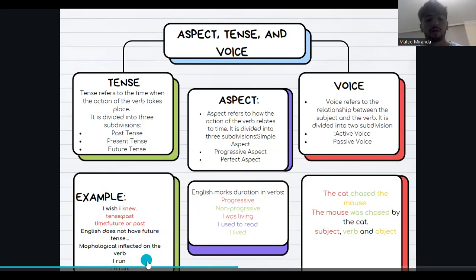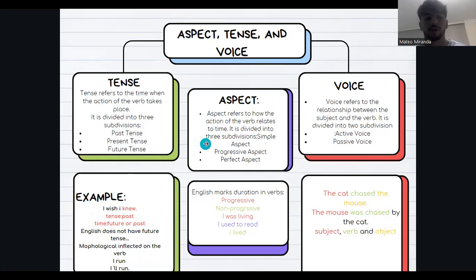Because you can see here, run and run. The tense is in the present. I run. But if we add I will run, then we will have an example of future tense.